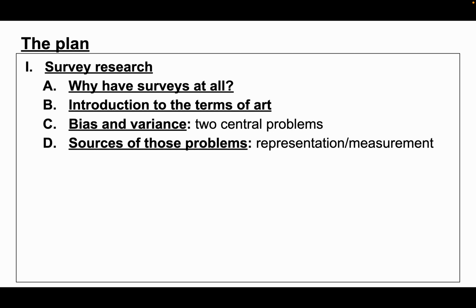And then we'll go over the sources of those problems, which don't map neatly onto the two outcomes, bias and variance, but each of the sources can cause each of the problems. So those are representation and measurement. It'll be a dense lecture, and it'll have a coherent theme throughout, but I'll mention a lot of things incidentally that we won't be able to discuss comprehensively here. They'll have to wait for future lectures, but my goal here is to just provide you with an introduction.